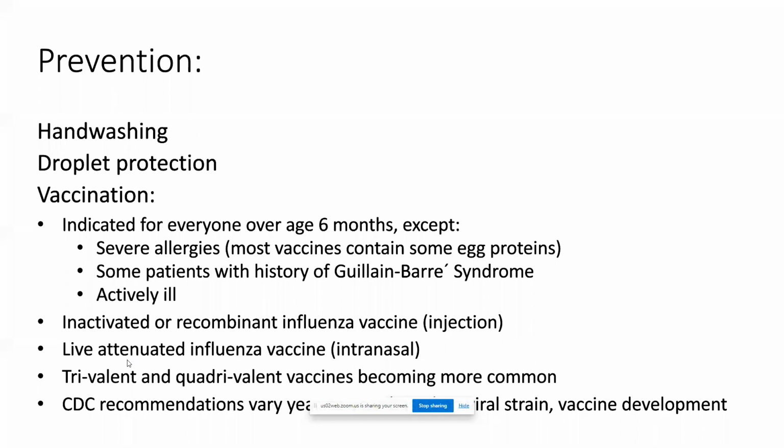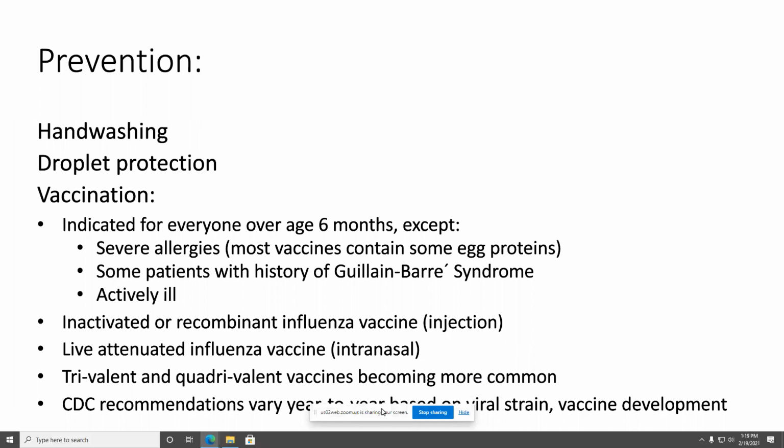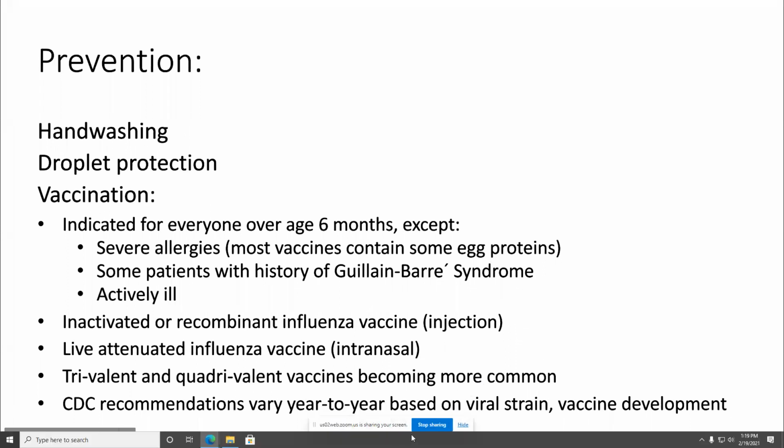Some people argue that you should get both, right? But for this, that's currently the CDC recommendation. The trivalent and quadrivalent vaccines, looking at all the different potential serotypes that they think are going to be the dominant species for the upcoming season, are becoming more and more common. And I've got this little cursor that's blocking. There we go. The CDC recommendations vary year to year in terms of which strains they're going to develop.